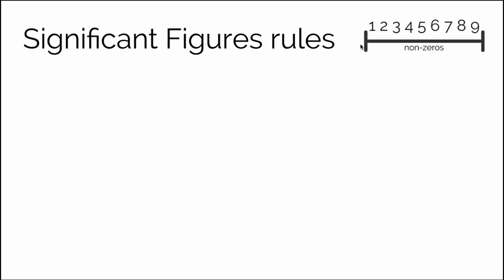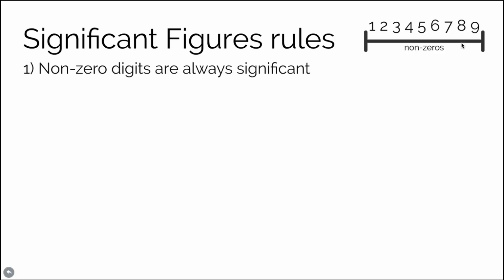Just for clarification, when I'm talking about non-zero digits, I'm really talking about any number that isn't a zero. So it'll be 1, 2, 3, 4, 5, 6, 7, 8, and 9. These are all my non-zeros. Whenever you see a 0, that's just a 0. Rule number 1 is that non-zero digits are always significant. So if you look at a number like 1,237, you see they have all these different digits: the 1, the 2, the 3, and the 7. These are all non-zero. So in this case, it would be 4 significant figures.